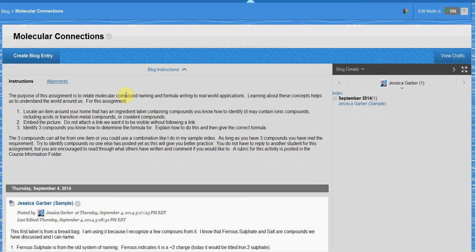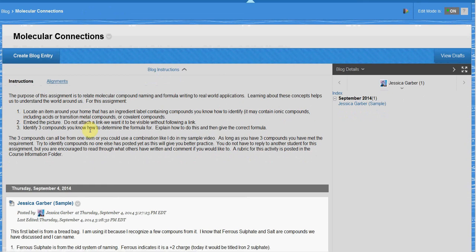So in order to do this, I want you to find an item around your home and look at the ingredient label. I want you to take a picture of that and upload it, and then talk about what compounds on that label you both know what they are and how to write the formula for. I want you to embed the picture here. I don't want you to attach it. I want you to be able to see it without clicking on something.